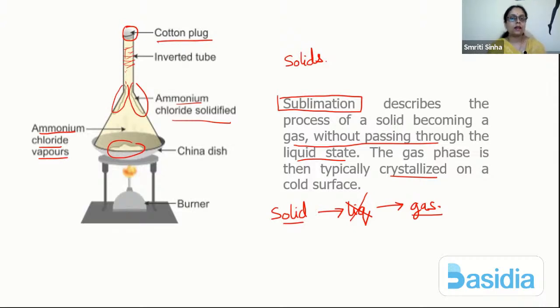This way you can purify an impure solid. But the condition is that your solid should be sublimatory.